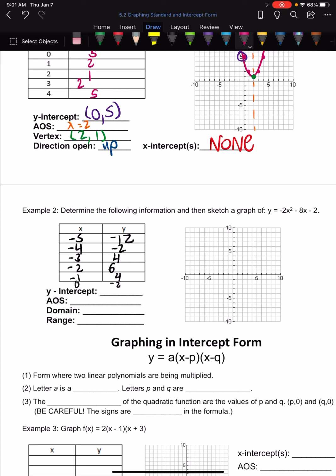At negative 5, my y value is all the way off the graph at negative 12, somewhere around there. When my x value is negative 4, my y value is negative 2. When x is negative 3, my y value is positive 4. Make sure that when you're graphing these, you're graphing them as accurately as possible. Then we're at negative 2, 6, and then it's going to start turning back around on us. At negative 1, it's going to go to 4. At 0, we're going to be at negative 2. And if we were to continue, at 1 we'd be at negative 12, which again goes off the graph.